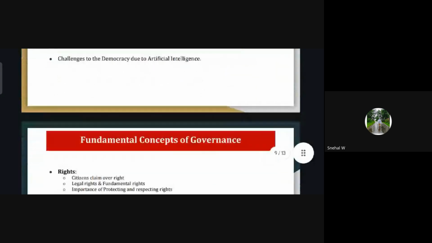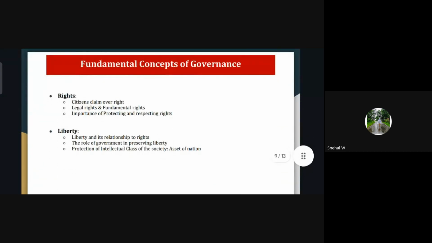Now I will take the next slide where we have to discuss fundamental or important concepts of governance. We have to understand which concepts are essential in terms of governance in political science. Out of these, a few points we discussed yesterday, but we will again take a short review if needed. Okay, first one is rights.